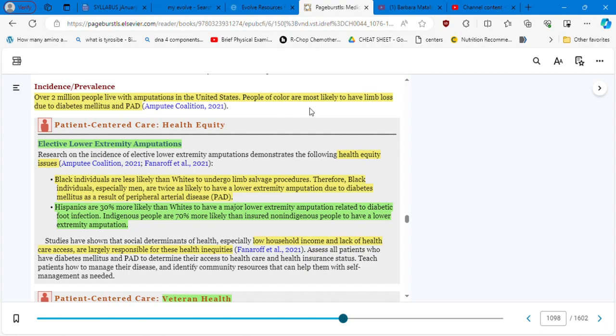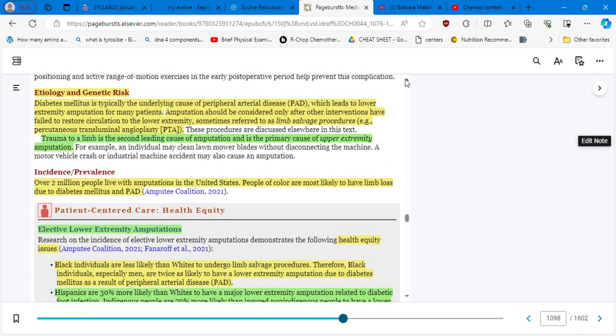People of color are most likely to have limb loss due to diabetes mellitus and peripheral artery disease. Research on the incidence of elective lower extremity amputations demonstrates the following health equity issues. One, Black individuals are less likely than whites to undergo limb salvage procedures, like we mentioned before. What are the names of the limb salvage procedures?